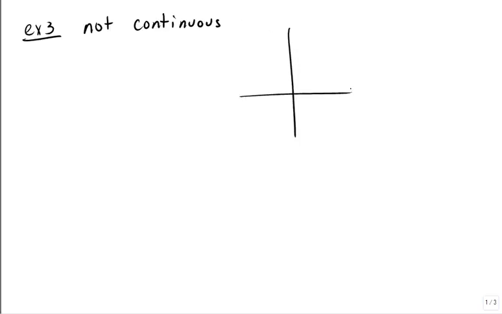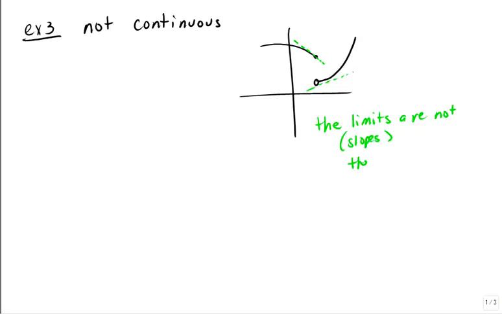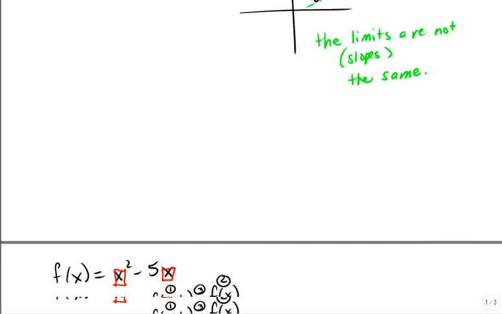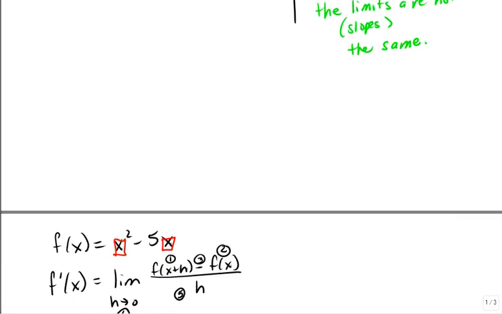Because, again, you're coming in from this side, and the slope here looks like that. The slope here looks like that. Again, the limits are not the same. The limits are the slopes. So you don't have the same derivative. So if it's not continuous, there's not going to be a derivative.